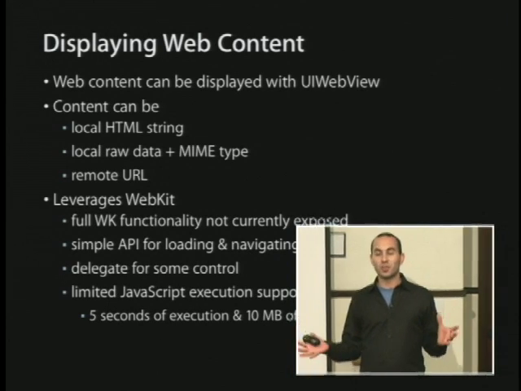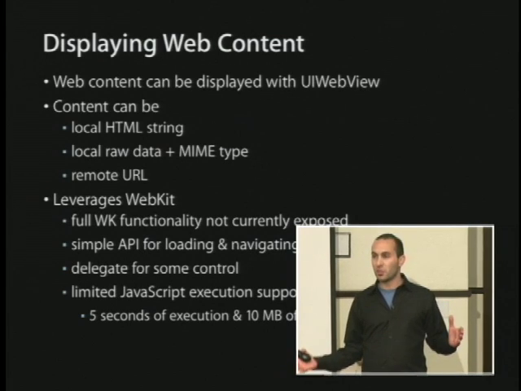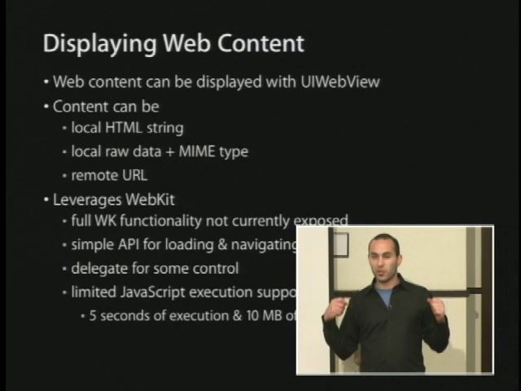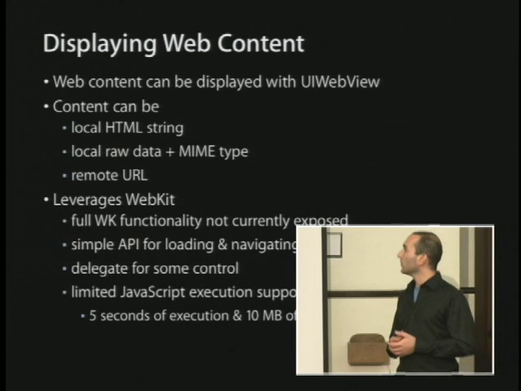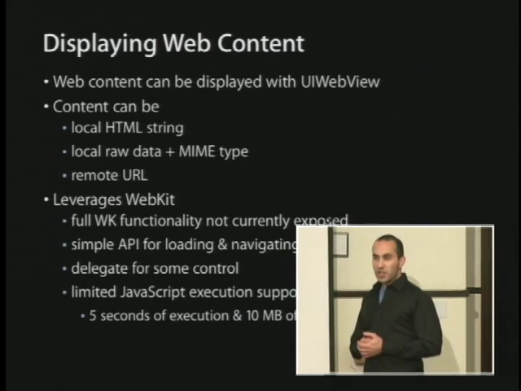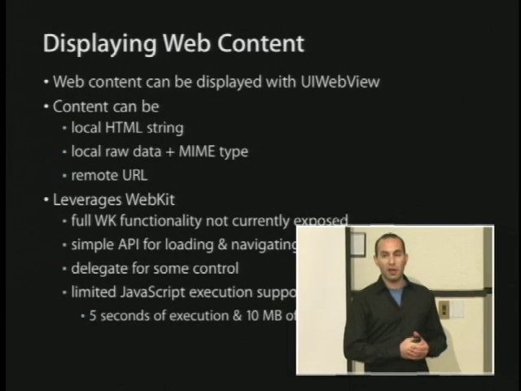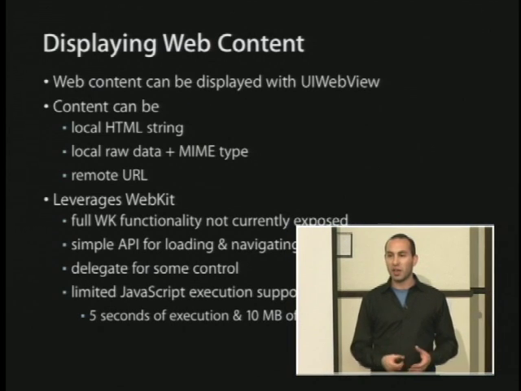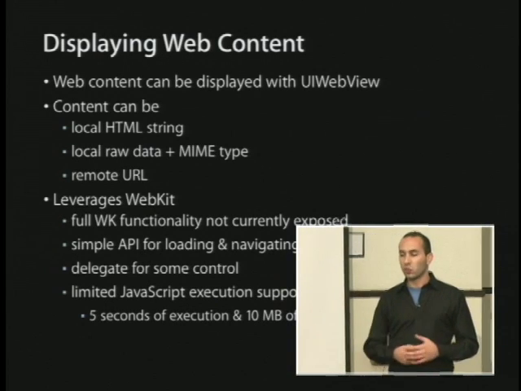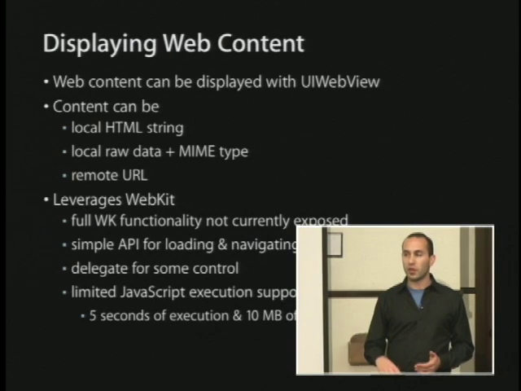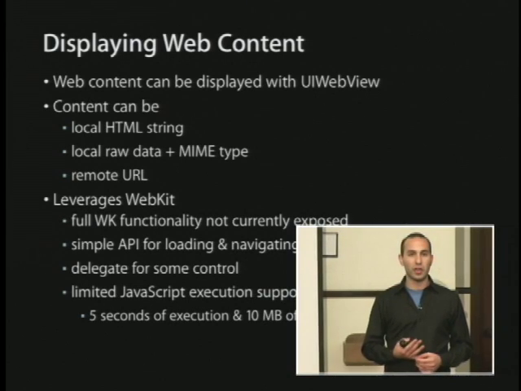You can take an HTML string, right? So if you format an HTML string locally, you can stuff that into the UIWebView, and it will format it for display. If you have raw data and a MIME type, so let's say you have the data for a PDF and you know it's a PDF, you can feed that into a web view as well, and it'll render that PDF for you and give you all of the same PDF viewing experience that you get on the phone.